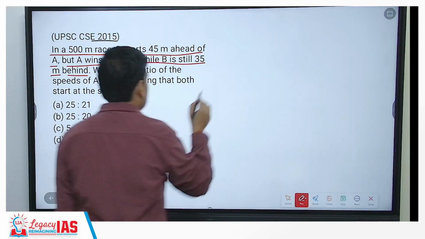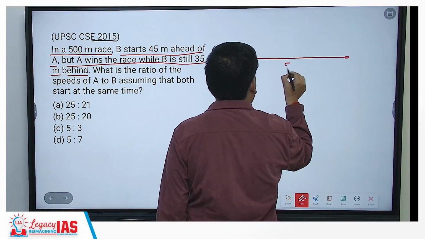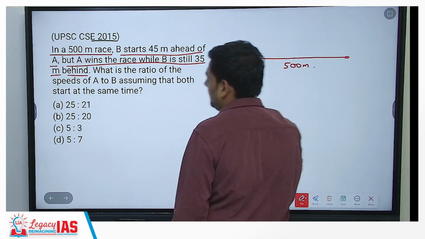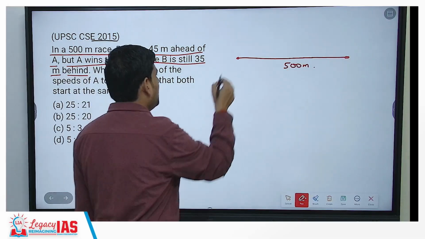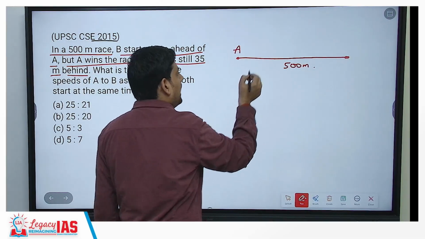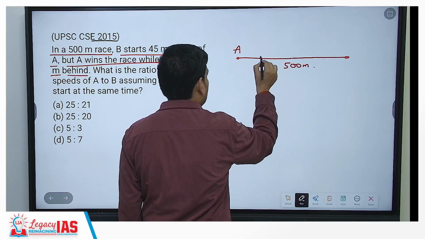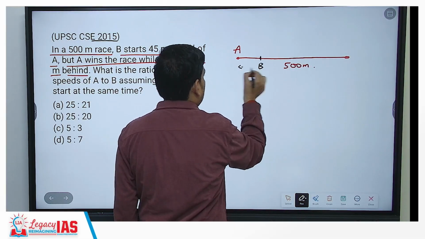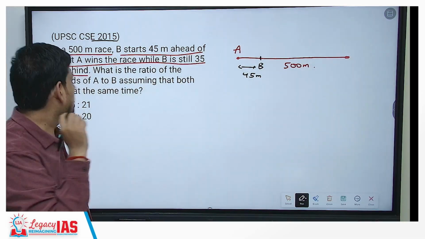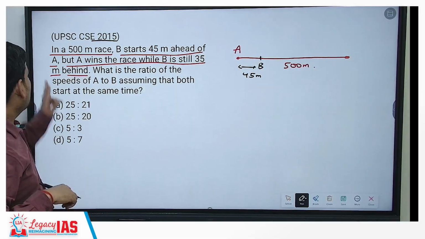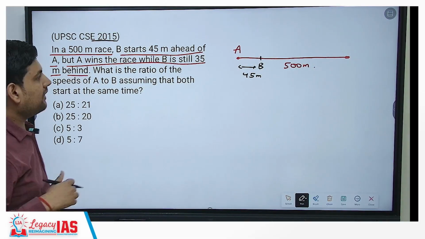Now, so this is a 500-meter race. Now, what it says? B starts 45 meters ahead of A. So A is here, okay, and B is starting 45 meters ahead of A. Correct? Now, but A wins the race while B is still 35 meters behind.